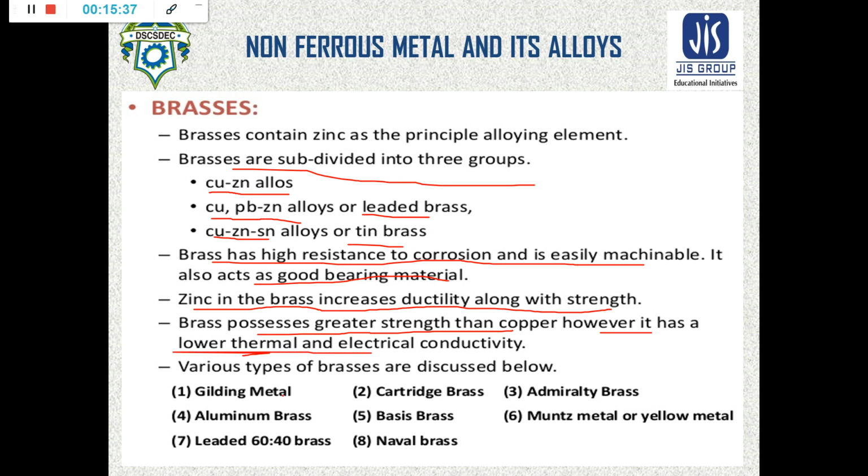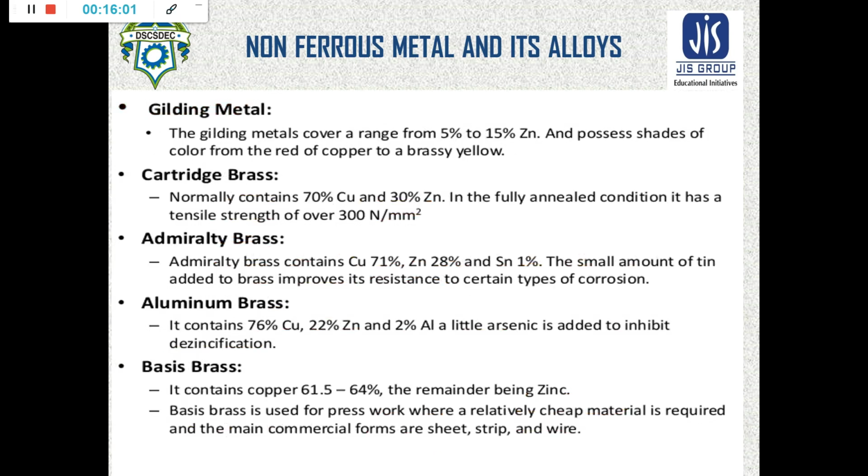There are various types of brasses which we will discuss. First is gilding metal, second cartridge brass, next admiralty brass, aluminium brass, basis brass, Muntz metal or yellow metal, leaded 60-40 ratio brass, and naval brass. These are the types of brass that we will discuss.